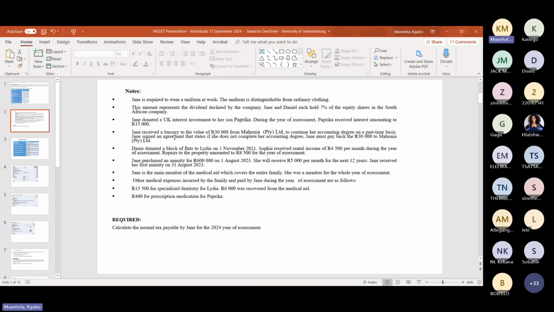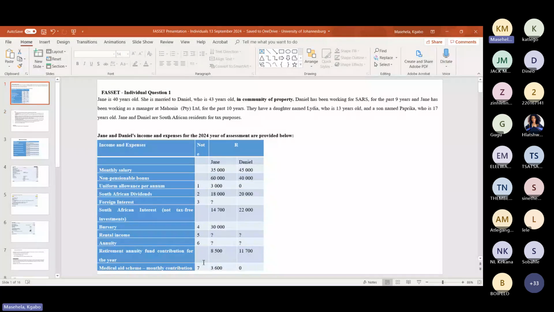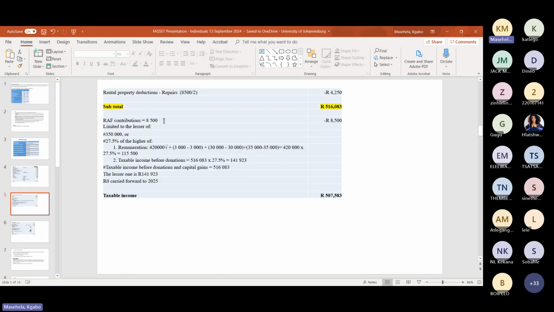Let me just look at it. I'm sure it must be here. Yes, retirement annuity fund contribution for the 8,500. So we are happy with that contribution. However, it is limited to the lesser of the following: 350,000 or 27.5% of the higher of.